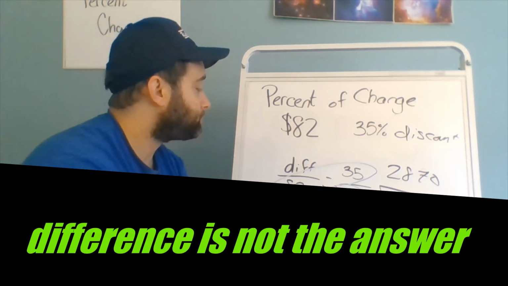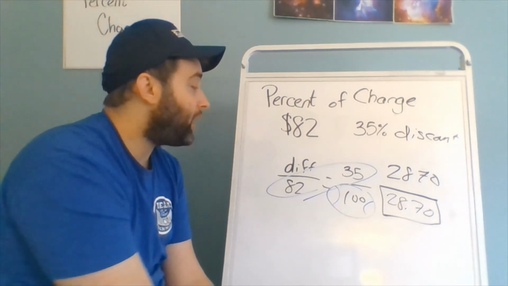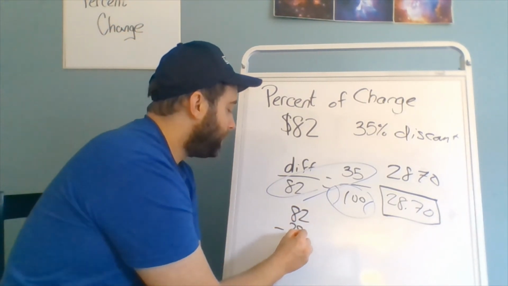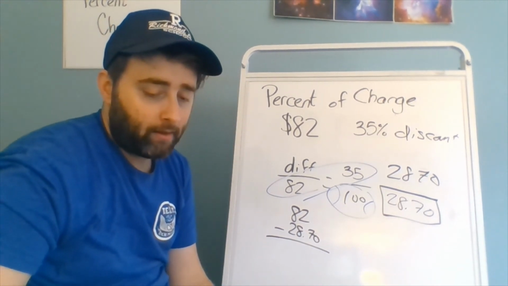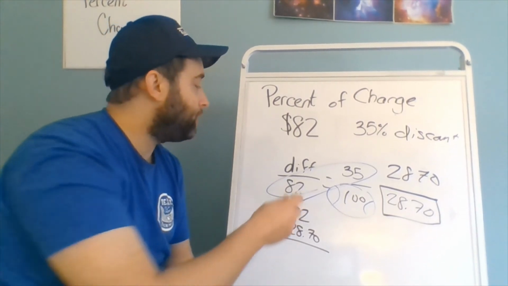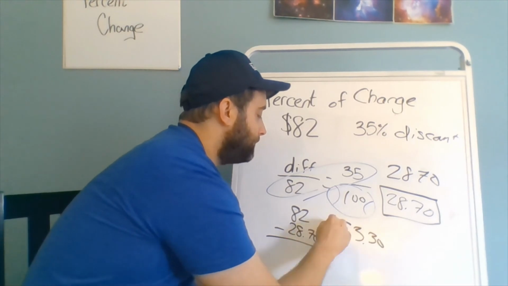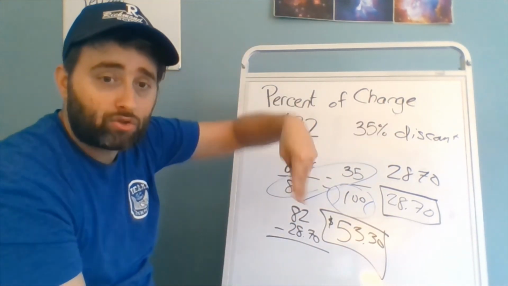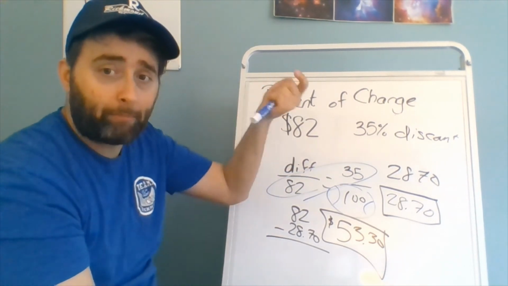Now, that's not my final answer. That's not my final price. My final price is 82 minus 28.70, which I will just do in a calculator. That gives me a final price of $53.30. So that was a discount, a markdown. That's why I subtracted. Discount means down. Markup means add.